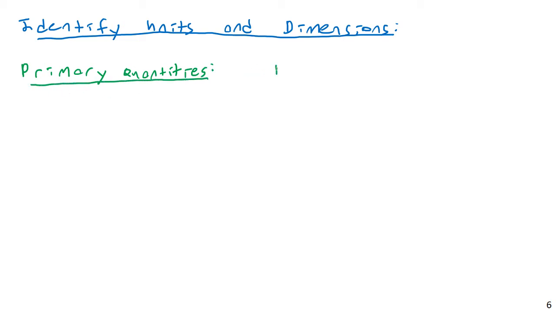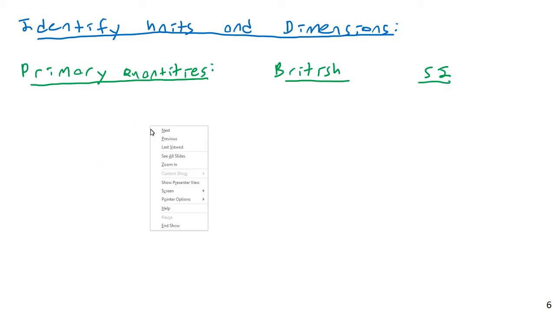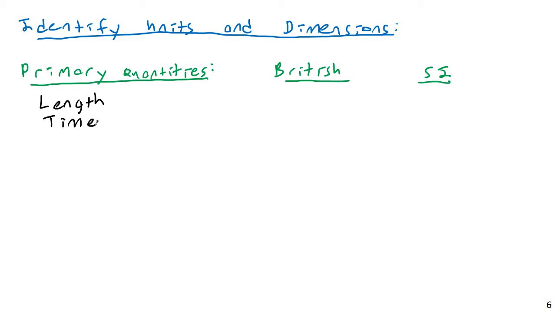And then I'll say British and SI. Primary quantities are things like length, time, mass, and temperature. These are things that have a definition in and of themselves, and they can't simply be broken down into other quantities. Although, truth be told, we can think of temperature as proportional to kinetic energy, or average kinetic energy, but we usually consider it more of a primary quantity.